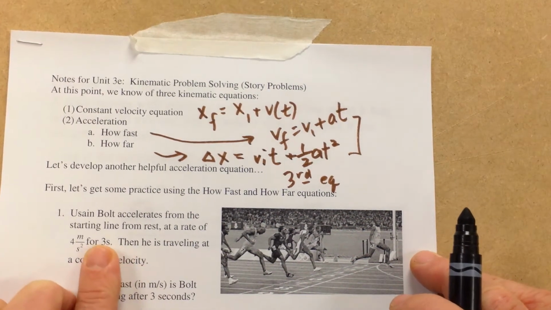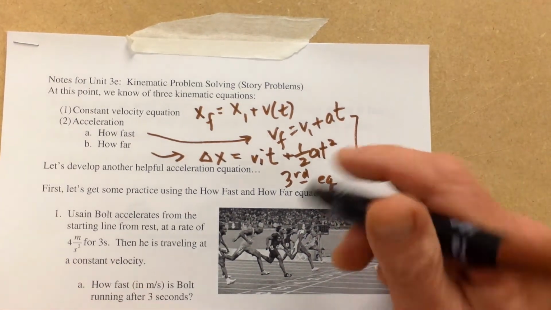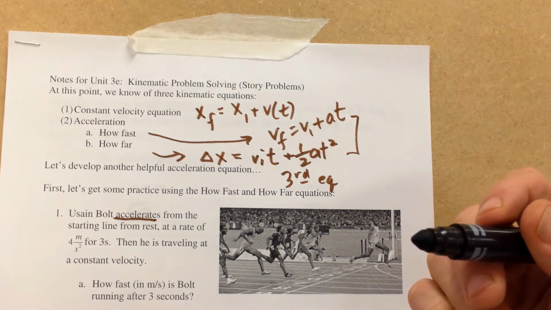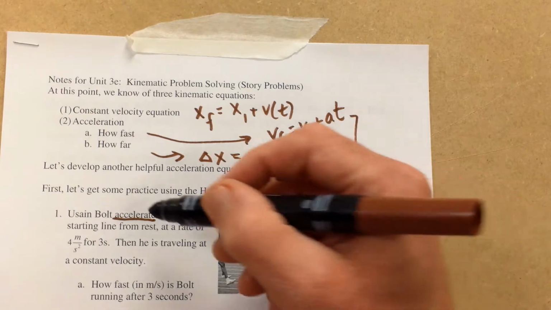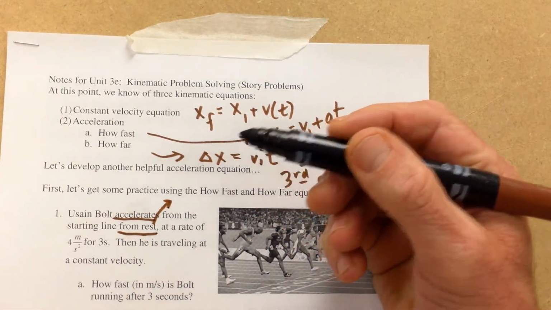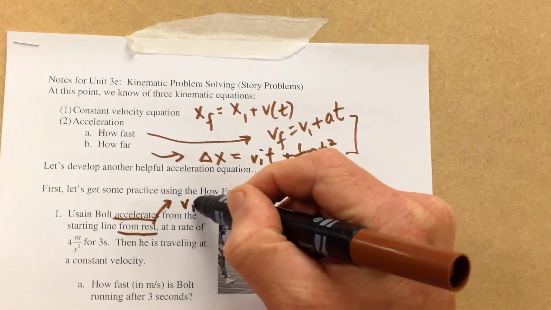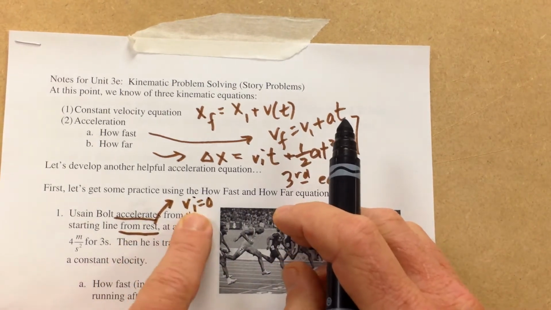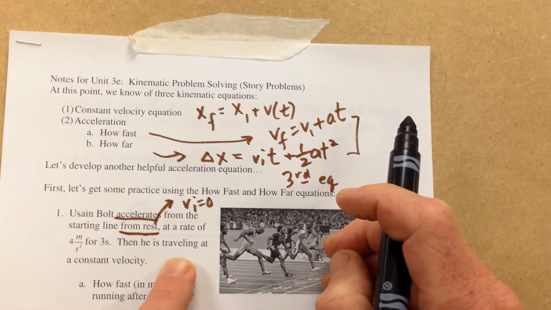On a story problem, I always like to underline or circle things that are important. So acceleration, or accelerates, means his velocity is changing. He accelerates from the starting line from rest. Now, from rest is an important phrase. What exactly does that mean? Well, from rest means he's starting out with an initial velocity of 0. So that phrase can be translated symbolically into VI equals 0.